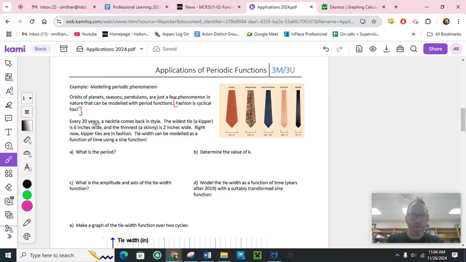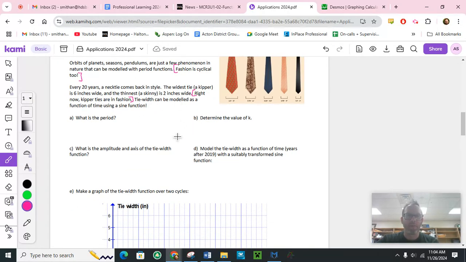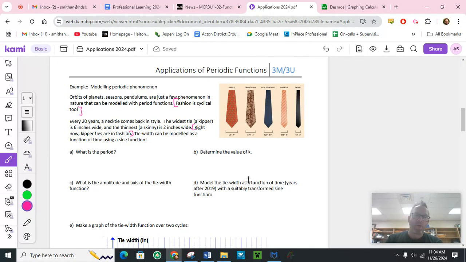So I've come up with this fictional scenario and said, okay, every 20 years, a necktie comes back in style. The widest tie, which is called the kipper, is 6 inches wide, and the thinnest, the skinny tie, is 2 inches wide. And right now, kipper ties are in fashion. So we've been given some information that we can use to model the scenario with a periodic function.